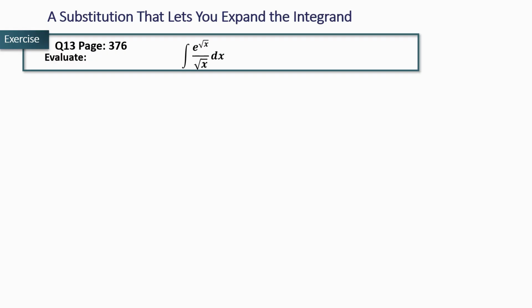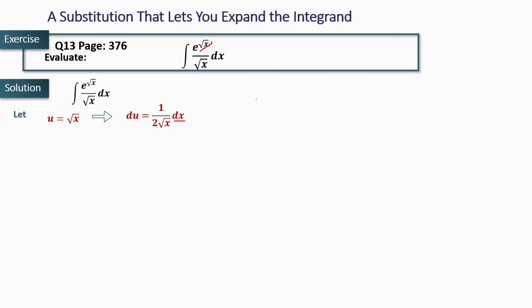Pause the video, try it out, and let's see how to work it out. First of all, when you look at this, look at the power. You have root x. So let's take our u as root x. Once you fix u as root x, what will be your du? It is nothing but 1 by 2 root x. Don't forget to add dx over here.